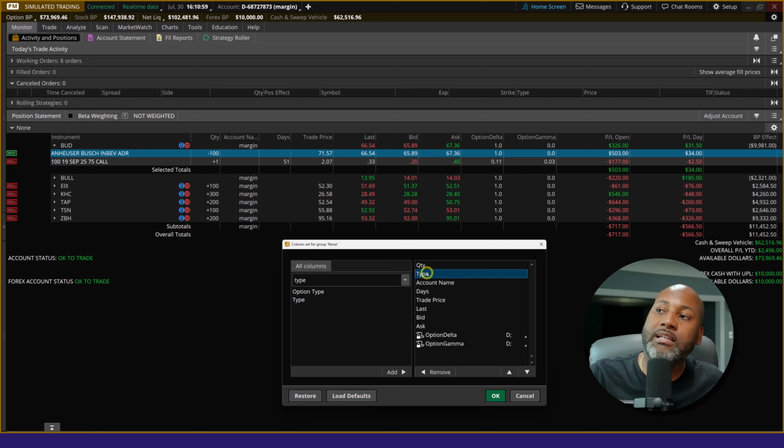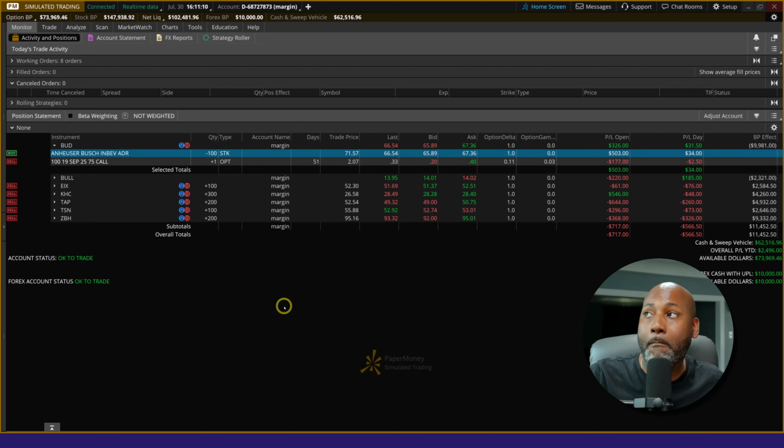Or you can select it and then click the up and down arrow, so you can see it moving. Those are the two ways to reposition it. Now when I click OK and we go back, we can see our new column right here. It's telling us STK is stock and OPT is option. So now we know what type it is.